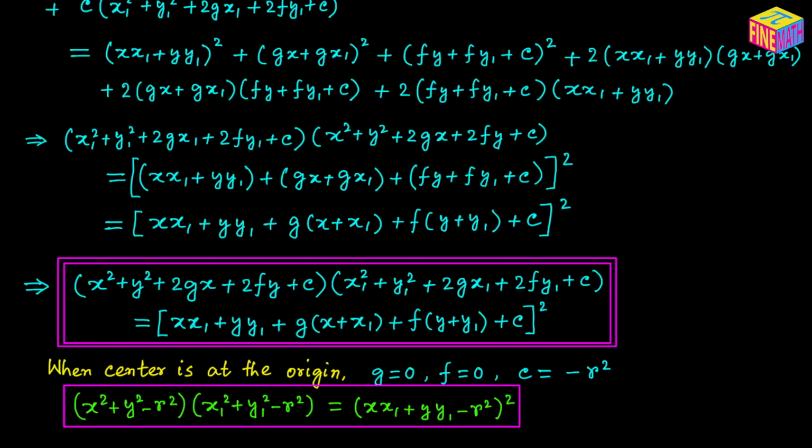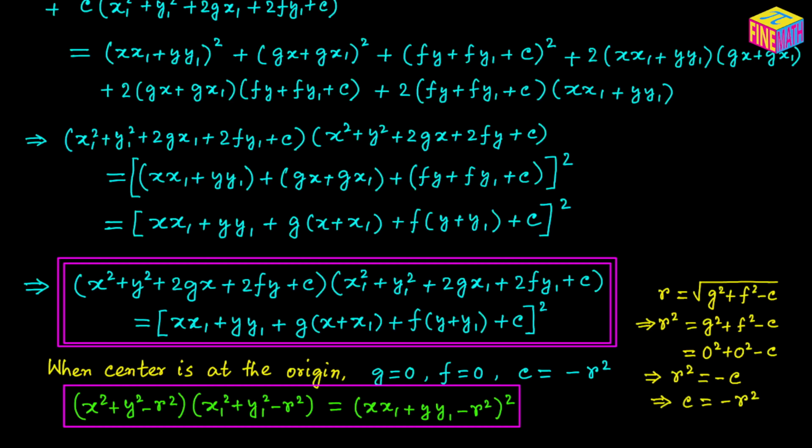Now if you are wondering why I wrote c is equal to negative r squared, well, we know that r is equal to square root of g squared plus f squared minus c, and if we take a square on both sides, we can say r squared is equal to g squared plus f squared minus c. And then if we plug in the values of g and f as 0, because the center of the circle is now assumed to be at the origin, then we are going to be left with r squared is equal to negative c, and of course from here we can say c is equal to negative r squared. So this is just a side note.